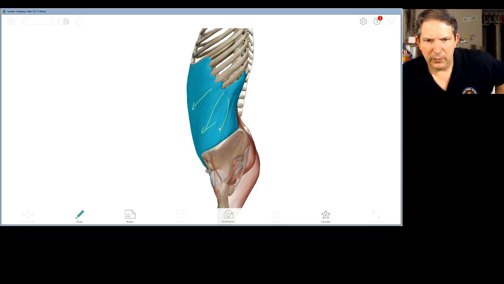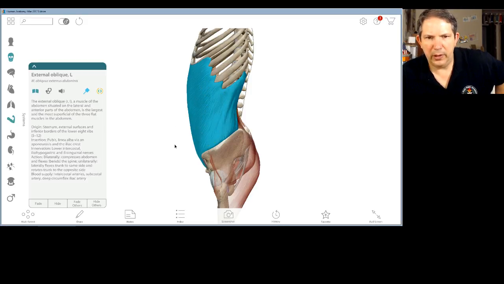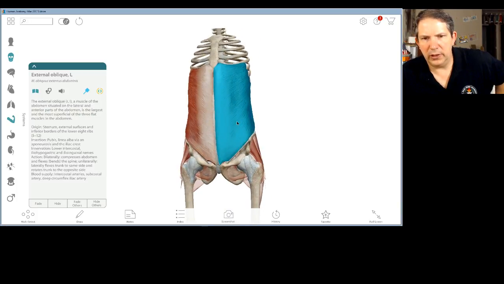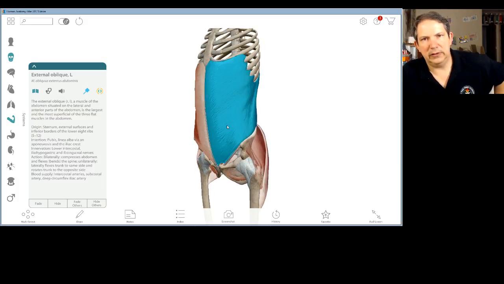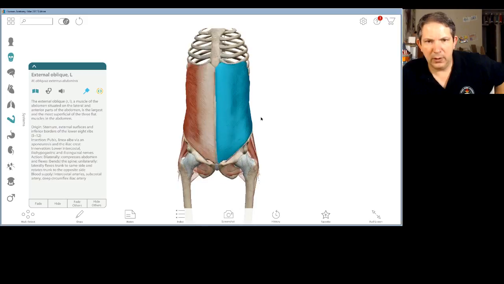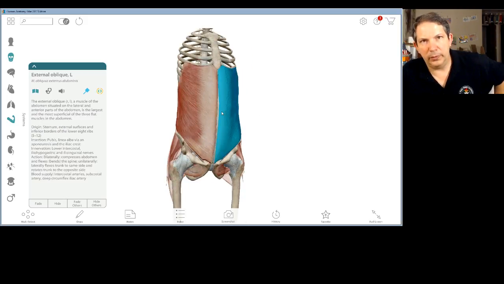Maybe I should draw the arrows the other way, because when you do the action, you're trying to pull the insertion points towards the origin. And it's a little bit confusing with these abdominal muscles because the origin can move towards the insertion, or the insertion can move towards the origin. So it's a little confusing with these. But anyhow, external obliques. That's the most superficial, and you probably already know the external obliques.